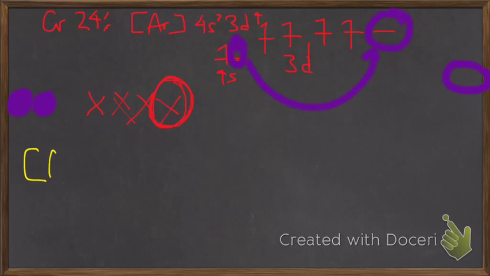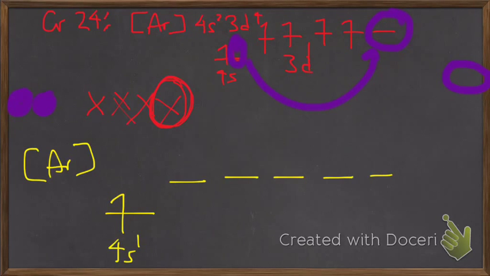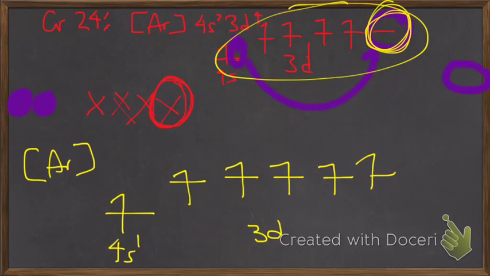For chromium, it does look like argon, and then it has only one electron in the 4s orbital, and in the 5 3d orbitals, it has 1, 2, 3, 4, 5. It's actually better to have 2 half-filled orbitals than it would be to have it look like what I had up here, where we have an empty 3d orbital. This is better, and so we see those anomalies in the transition elements.